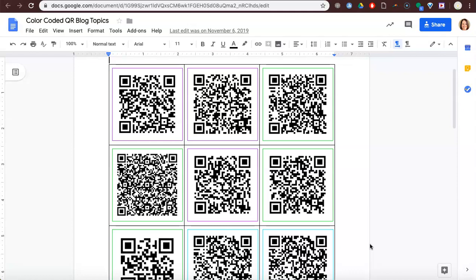So I would cut these up, mix them up and put them in a box, and then students just drew a random card and they would have to answer that prompt. So that's one way I did it.